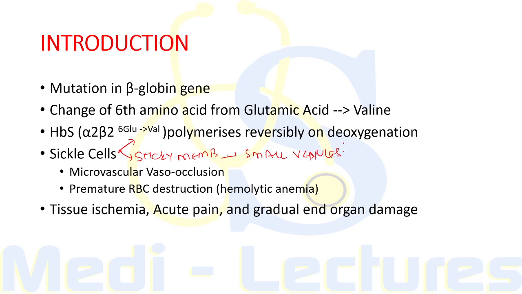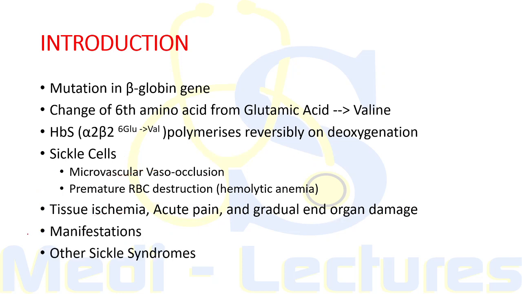Now this all leads to episodes of microvascular vaso-occlusion, and also there is premature RBC destruction in patients of sickle cell anemia, that is hemolytic anemia, which characteristically takes place in liver and spleen. Now the rigid adherent cells also clog small capillaries and venules, causing tissue ischemia, acute pain and gradual end organ damage. So this will lead to all the clinical manifestations seen in this disease.